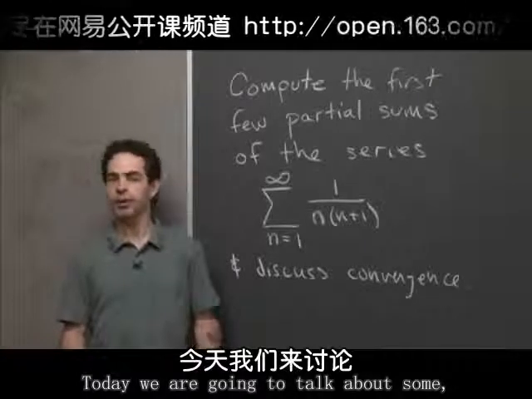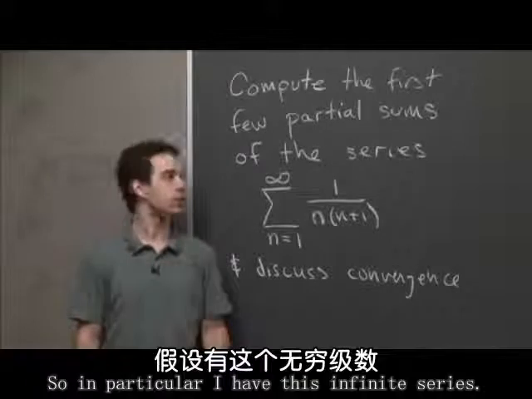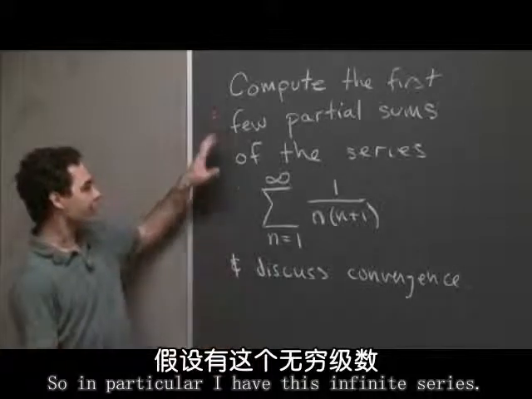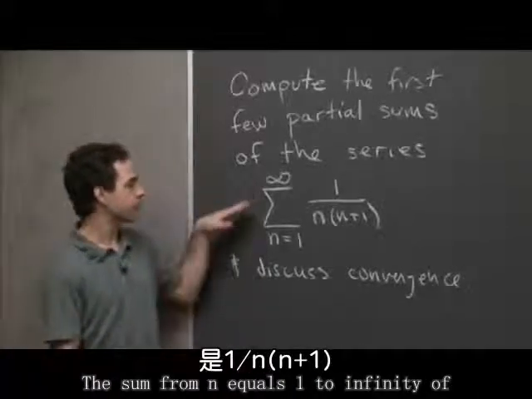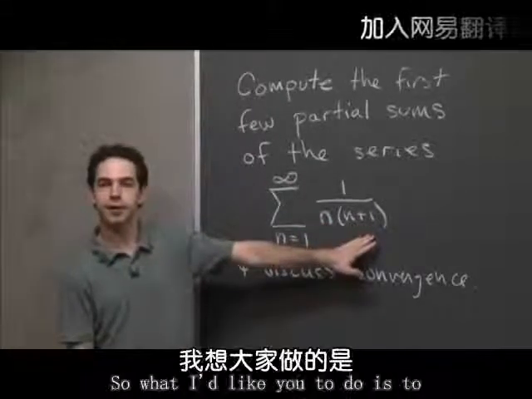Today we are going to talk about an infinite series and discuss its convergence. So in particular, I have this infinite series, the sum from n equals 1 to infinity of 1 divided by the product n times n plus 1.